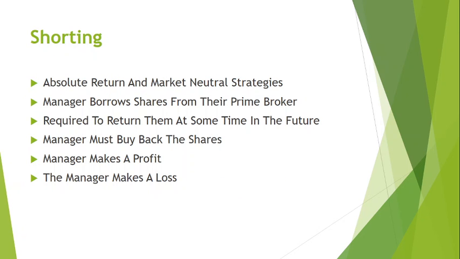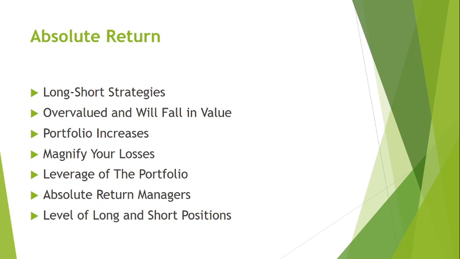Shorting. To understand how absolute return and market neutral strategies work, it is important to understand what shorting is. A short sale occurs when the manager borrows shares from their prime broker, usually an investment bank, and sells the shares to generate a cash proceed. As the manager has borrowed the shares from someone else, they are required to return them at some time in the future. To close out the transaction, the manager must buy back the shares on the market and return them to the prime broker.